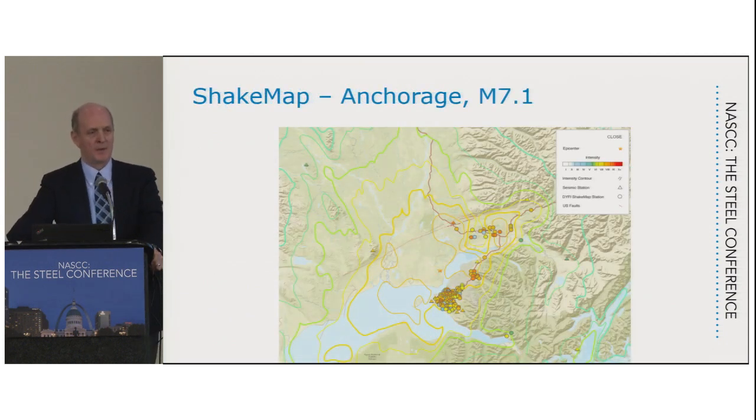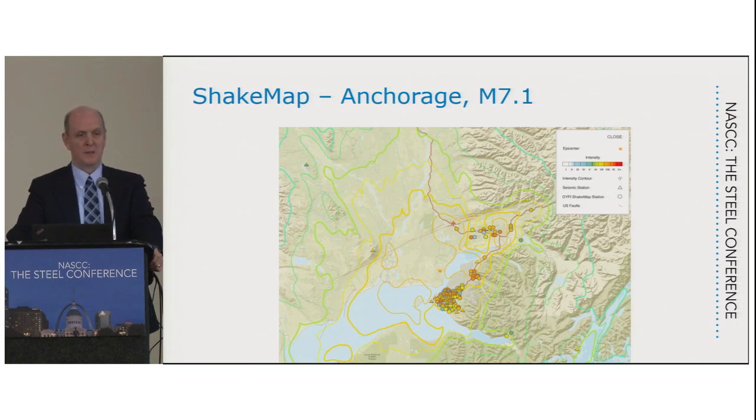So here's a shake map of the Anchorage earthquake. You'll see mostly yellows and oranges. And as you know from the news, we didn't get a lot of significant structural damage. There was a lot of damage, but not significant. We didn't hear about any collapses of buildings in this earthquake. This could have been a different event had those shaking intensities been red.